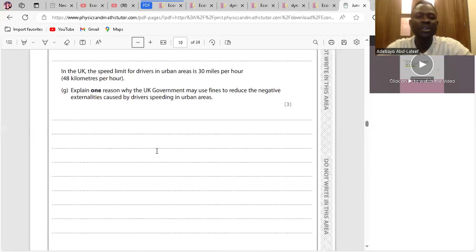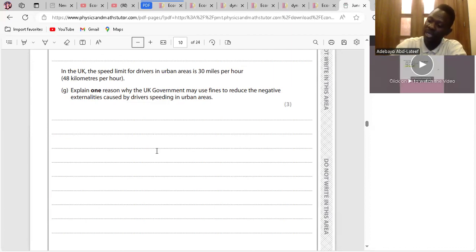In the UK, the speed limit for drivers in urban areas is 30 miles an hour. Give one reason why the UK government may use fines to reduce the negative externalities caused by drivers speeding in urban areas. The first negative externality caused by over speeding is accidents.